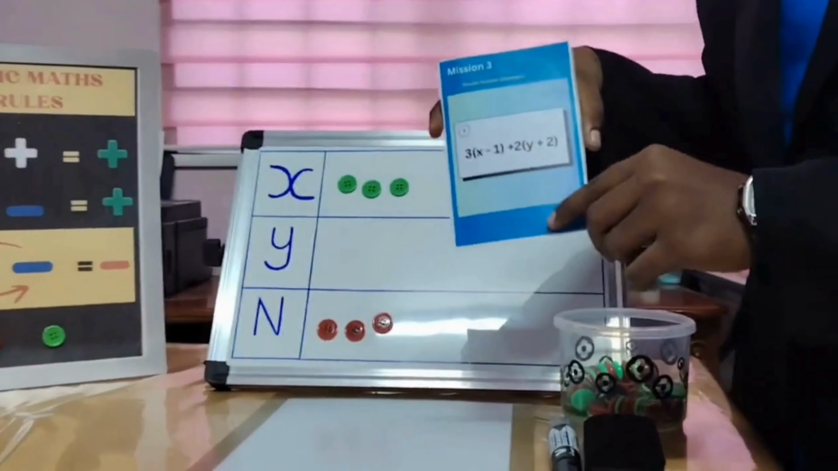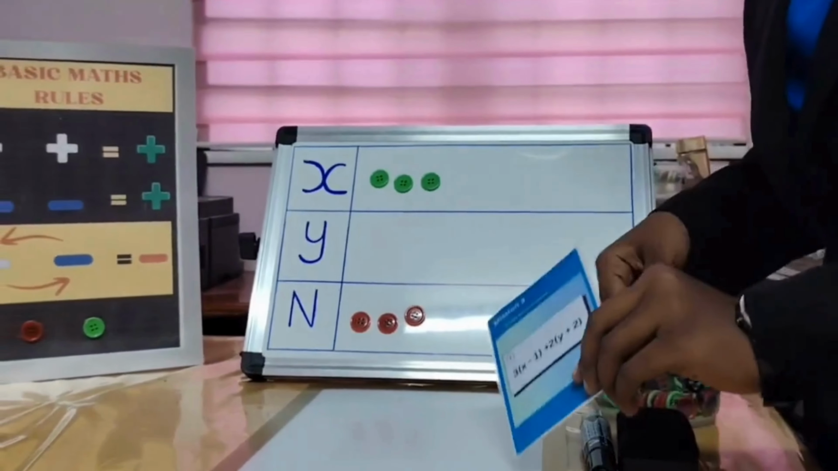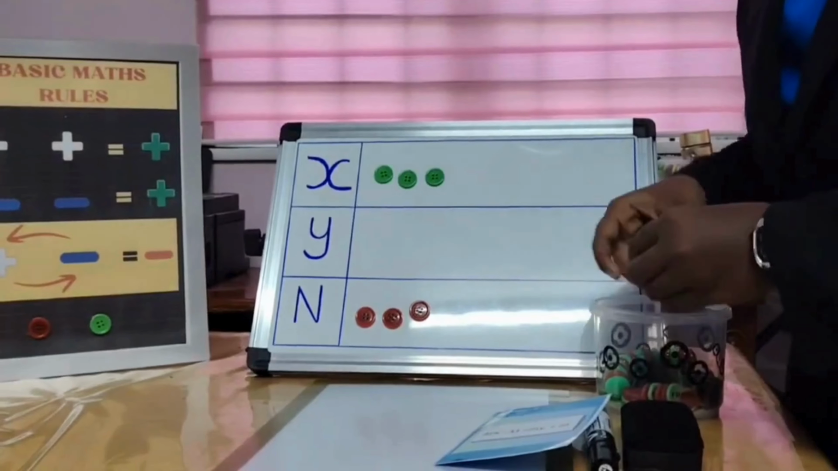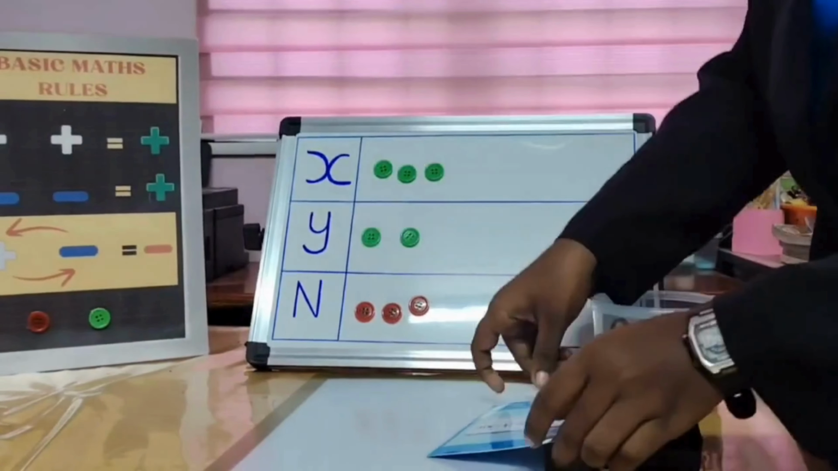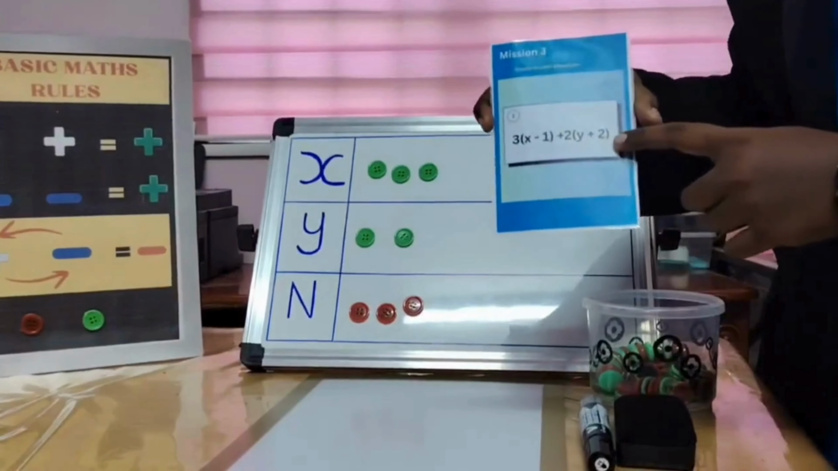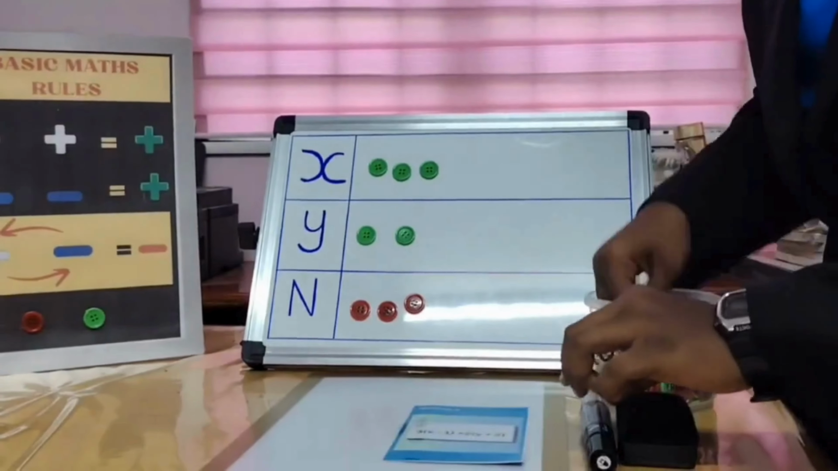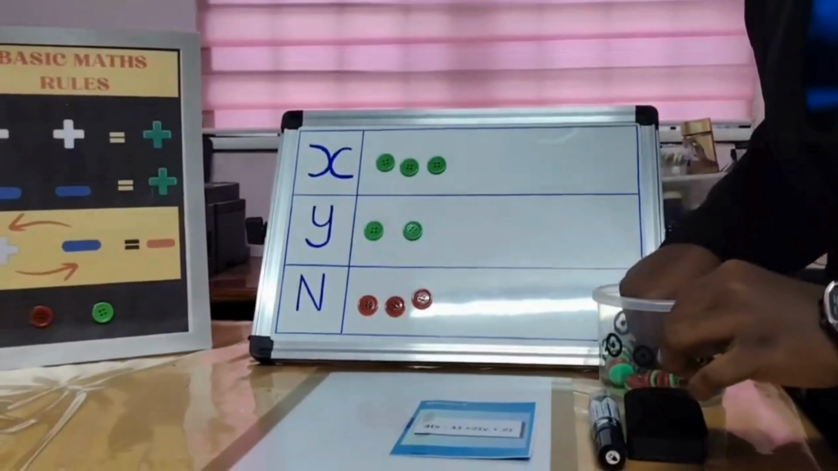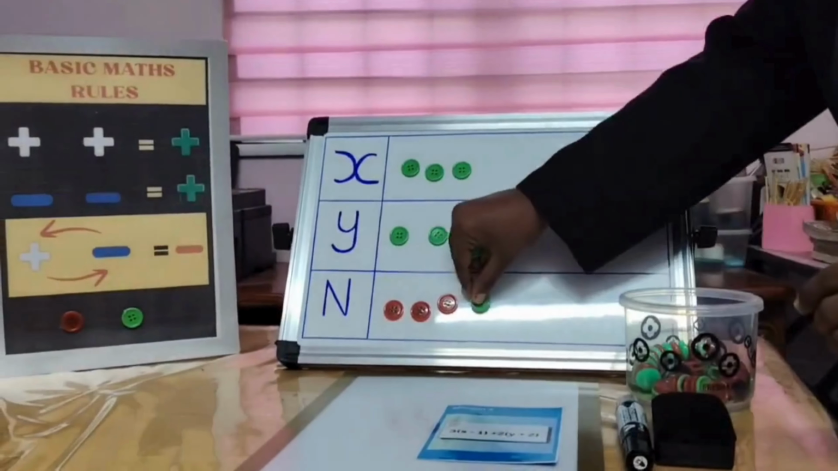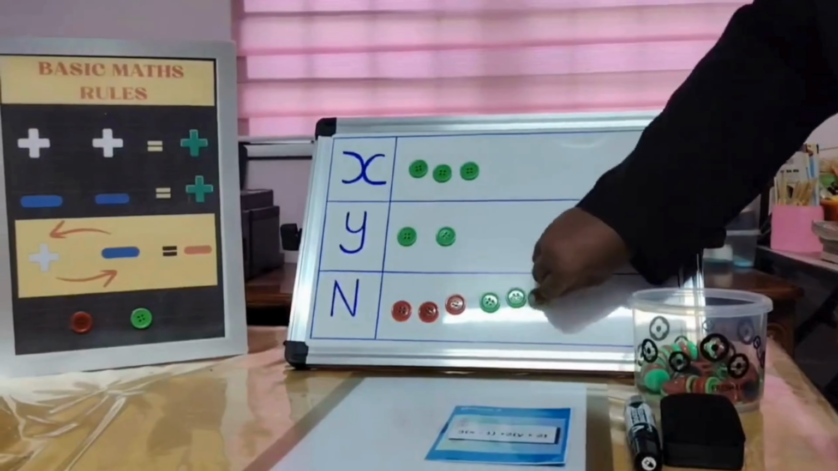Now, let's start with the second bracket. Positive 2 times positive y equals positive 2y. So we are going to put 2 green buttons in column y. 1 and 2. Positive 2 times positive 2 equals positive 4, which is also a positive number. So we are going to put 4 green buttons in column n. 1, 2, 3, and 4.